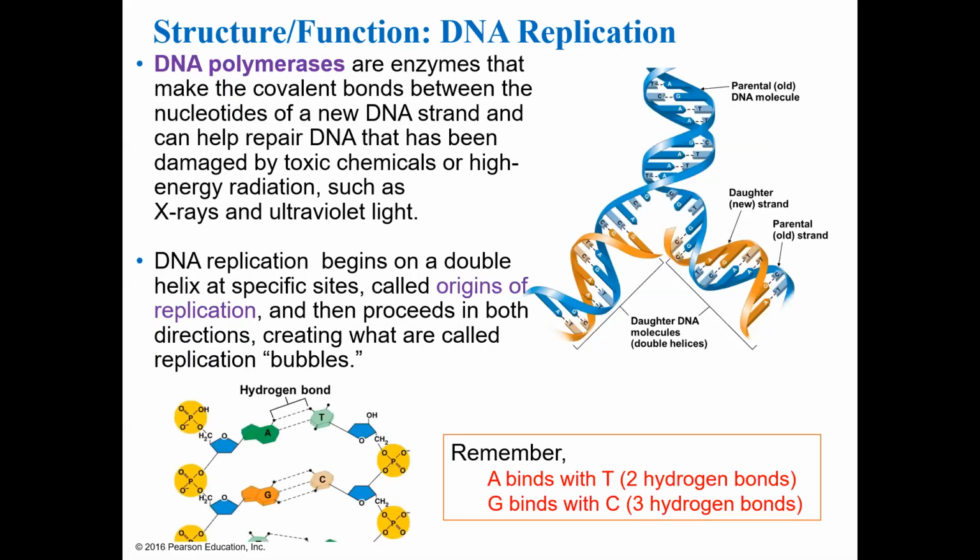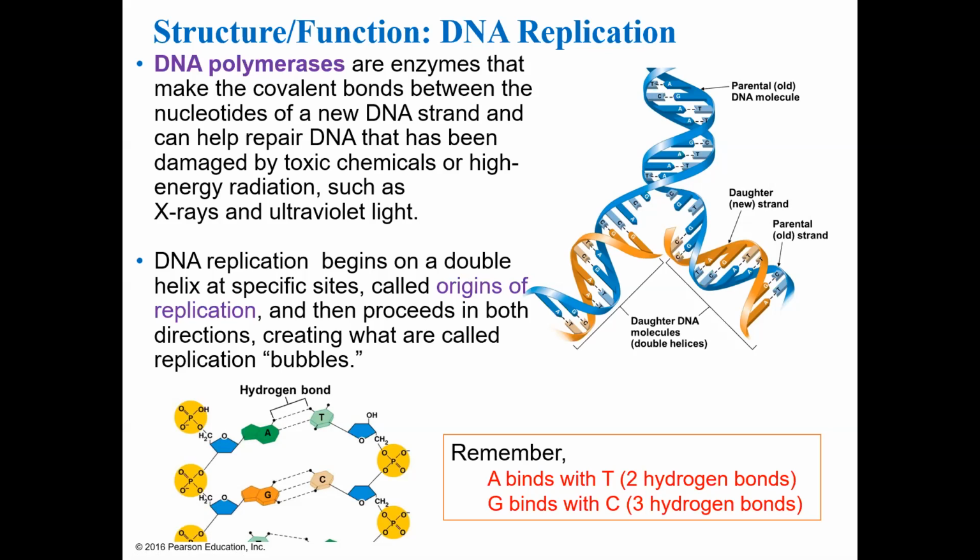So DNA inside a nucleus is going to split up. And it's going to do this with various enzymes. But the enzyme I want you to focus on right now is DNA polymerase. Now, you know it's an enzyme because it ends with ASE, right? A-S-E. So DNA polymerases, that's plural, those are enzymes that make the covalent bonds between the nucleotides of the DNA strand and can help repair DNA that has been damaged by toxic chemicals. And to be clear here, there are hydrogen bonds between the actual nucleotides and not covalent bonds.